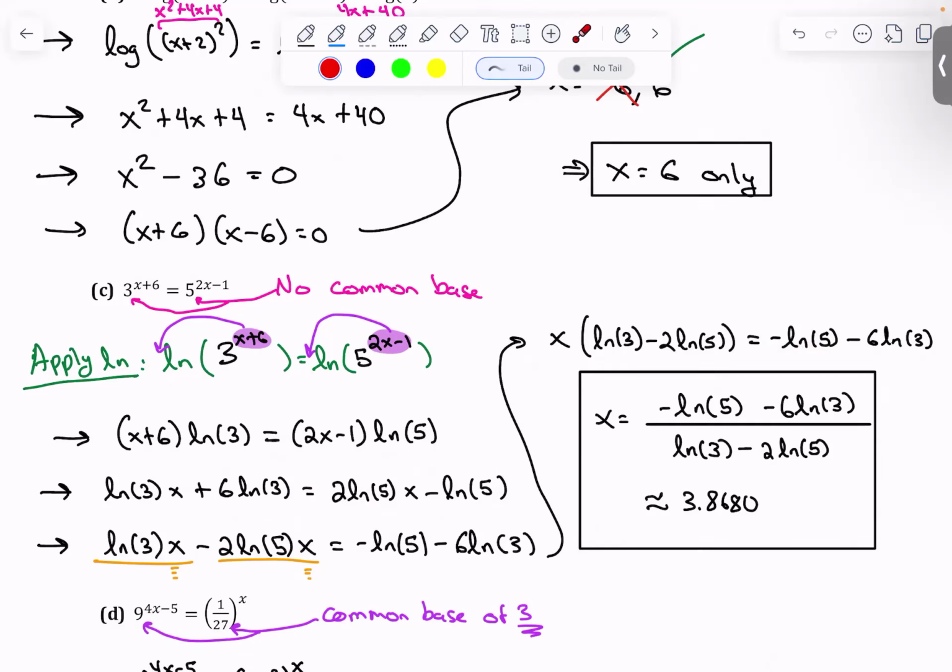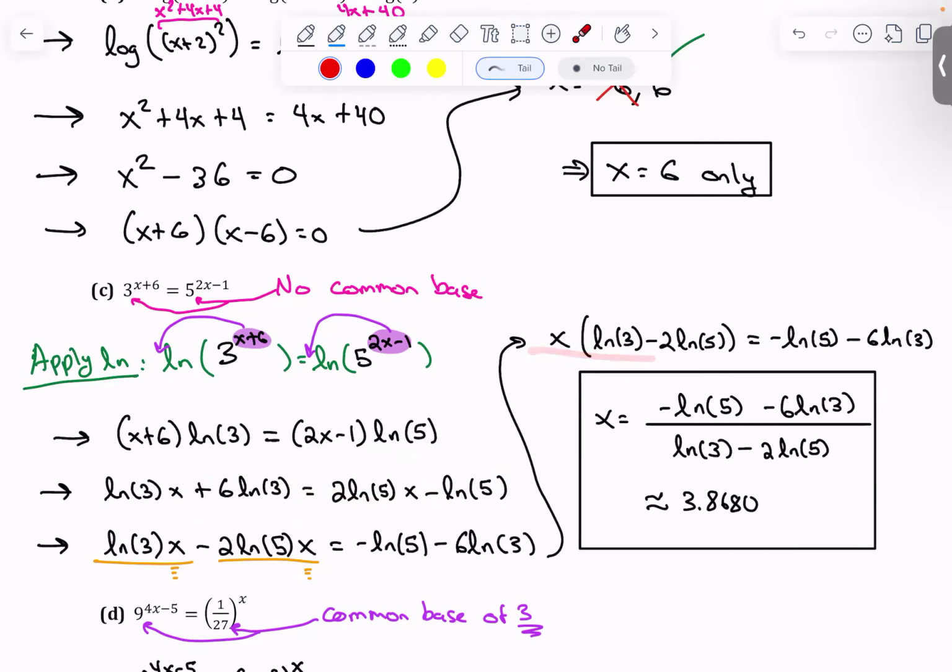You could have brought the x terms to the right if you wanted to, and the non-x terms to the left. That works as well. It's your choice. If you would have preferred that, you could have subtracted this to this side and added natural log of 5 to both sides. It would work either way. Your answer would just look slightly different than mine, but it would still be correct.